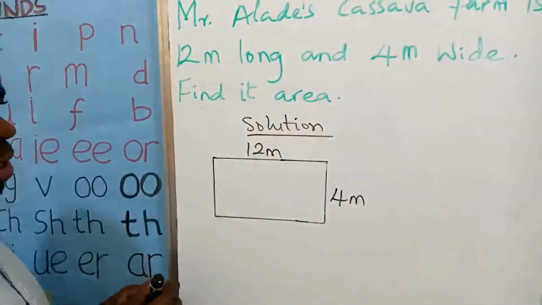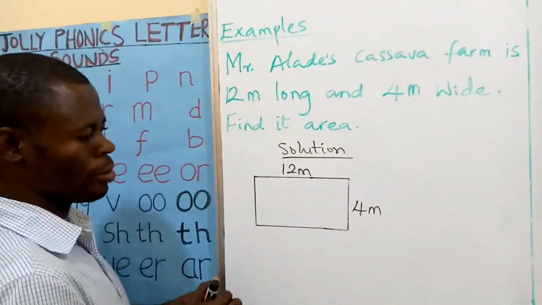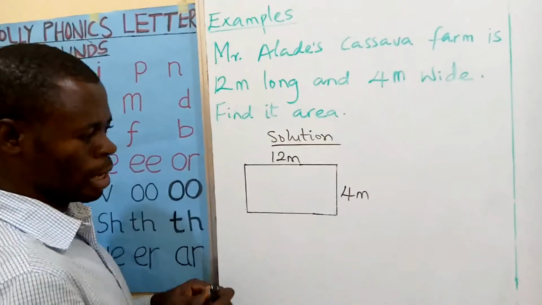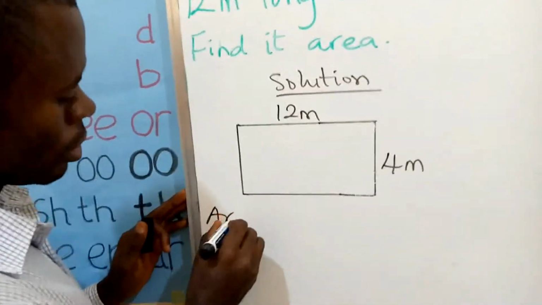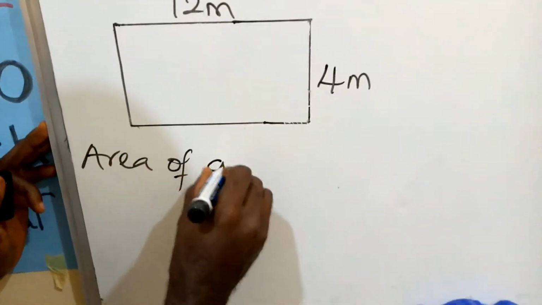So the next thing we are going to do is use the formula for calculating the area of a rectangle to find out the area of Mr. Alade's farmland. What's the formula for calculating the area of a rectangle?